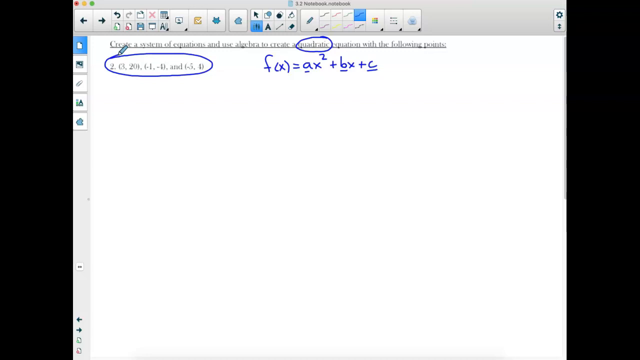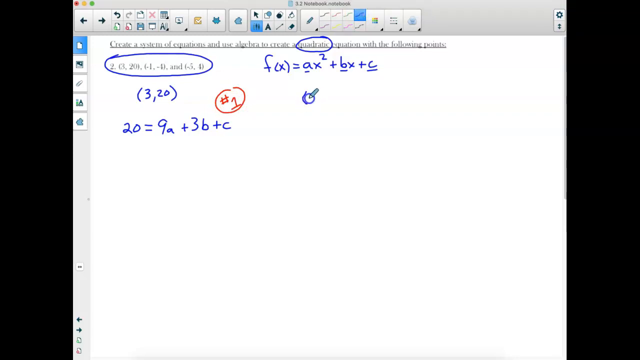So what I'm going to do is use my first point of 3, 20. And I'm going to say this first equation is going to be 20 equals 3 squared is 9 times a gives me 9a, plus 3 times b gives me 3b, plus c. And I'm going to call this equation number 1. Okay, that's my equation number 1. I really got to track my work big time here.